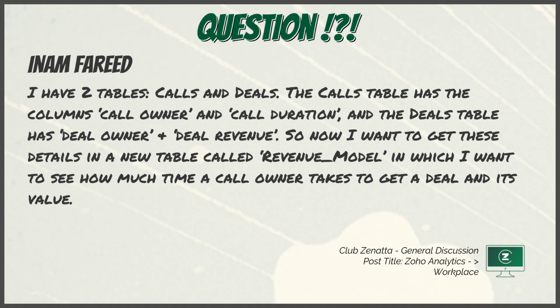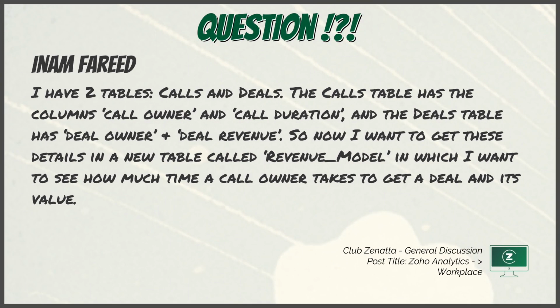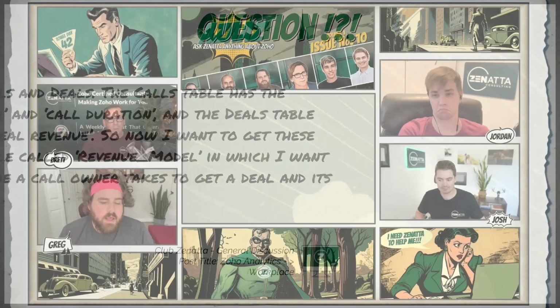Yes, this question comes from Inam Farid, who asked inside of Club Zenatta, I have two tables, calls and deals. So this is in Zoho Analytics that they're referring to. The calls table has the columns call owner and call duration, and the deals table has deal owner and deal revenue. So now I want to get these details in a new table called revenue model, in which I want to see how much time a call owner takes to get a deal and its value.